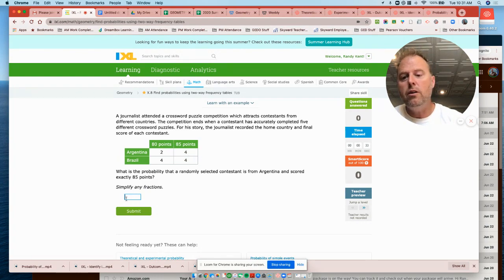It looks like 4. Well, again, it's going to be 4 out of the total. Well, let's add them all together. 4, 8, 10, 14. It'd be 4 out of 14, but that's not reduced. So we got to divide top and bottom by 2 to make that 2 sevenths.